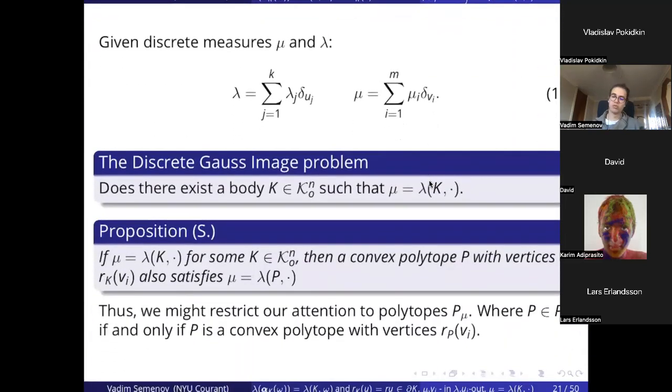Imagine now we look at the completely opposite case to lambda being Lebesgue. So for example, imagine lambda is completely discrete and mu is a discrete measure. And we ask the same question: does there exist a body which solves the Gauss image problem, and is this body unique? And immediately you can just focus your attention on the polytopes, because if there exists a solution, then there exists a polytope solution.